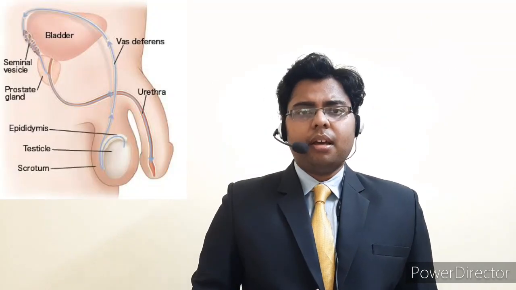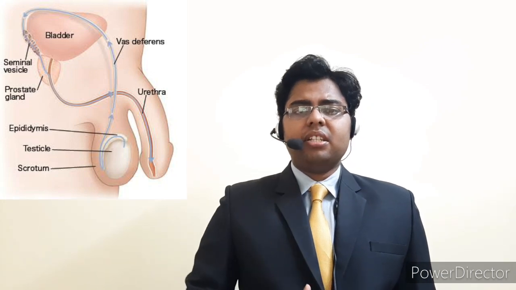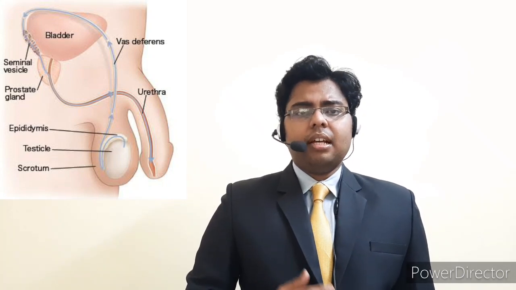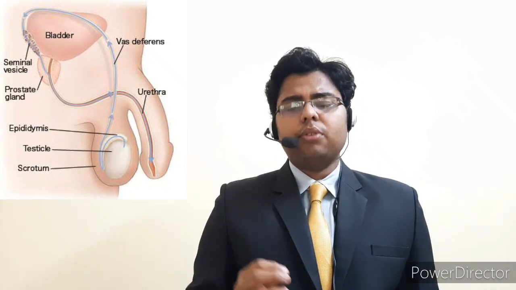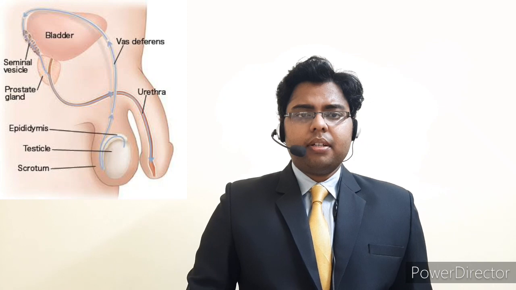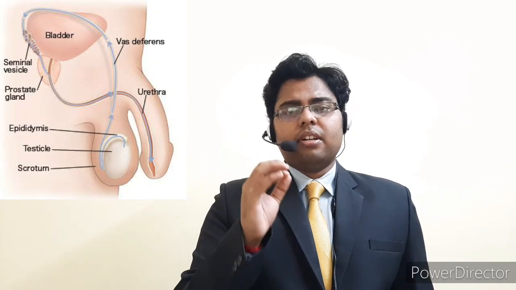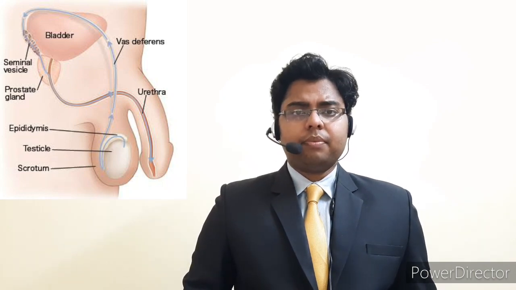Now we're coming to the internal structures of the male reproductive system, which are also called the accessory organs of the reproductive system. First is the epididymis. The epididymis is a long coiled tubular structure that rests on the back side of each testis. It transports and stores the sperm cells that are produced in the testes. Now coming to the vas deferens. The vas deferens is a long muscular tube that runs from the epididymis into the pelvic cavity, just behind the bladder. The main function of the vas deferens is to transport the mature sperm into the urethra.